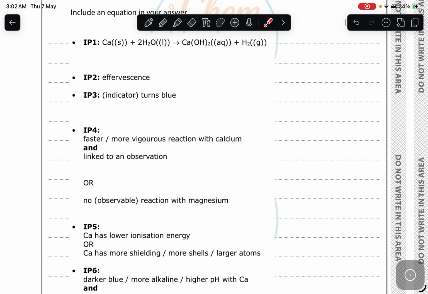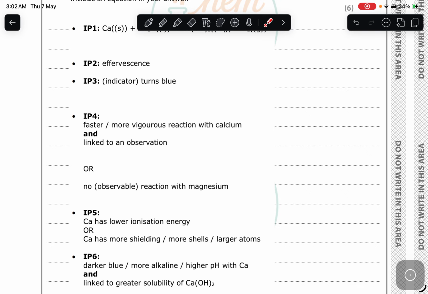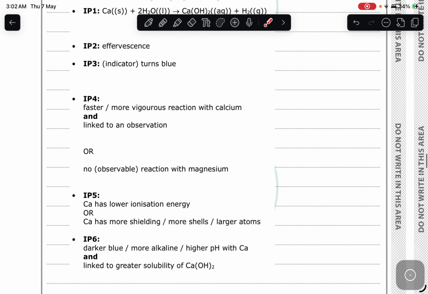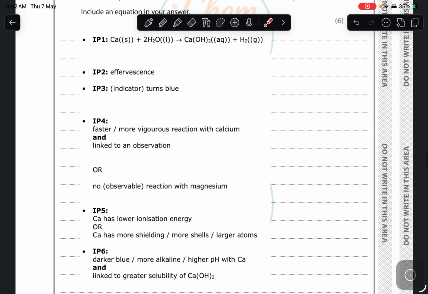Because magnesium is less reactive than calcium. And you have to give the reason why this happens, because calcium has a lower ionization energy, or you can write calcium has more shielding, or calcium has more shells, or calcium has a larger atomic radius, and that is why calcium is more reactive. Now with calcium, the solution will be darker blue, because the solution is more alkaline, because calcium hydroxide is more soluble than magnesium hydroxide. So all these should be included in your answers. And since this is a star mark question, your answer needs to be structured.